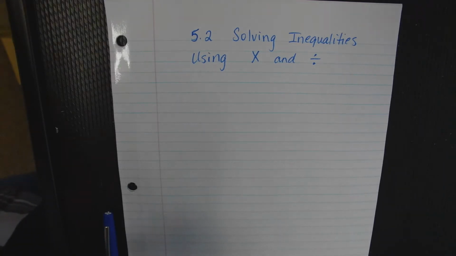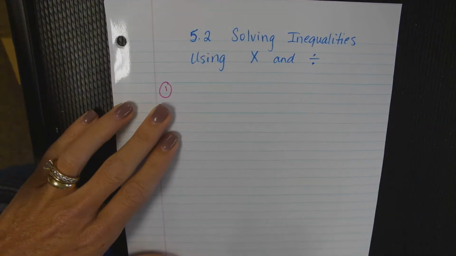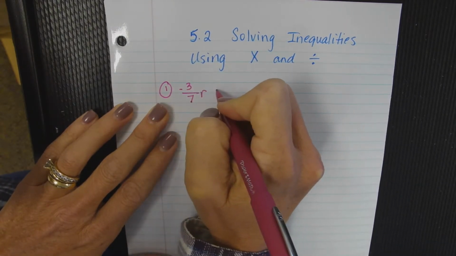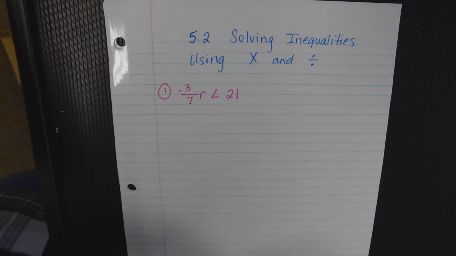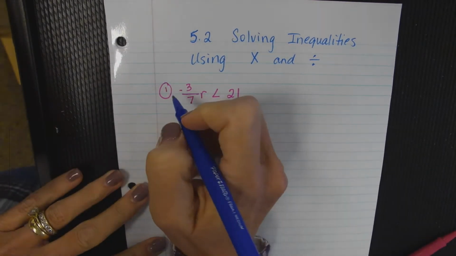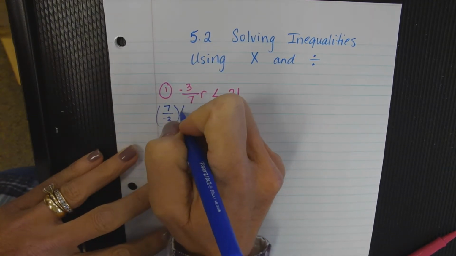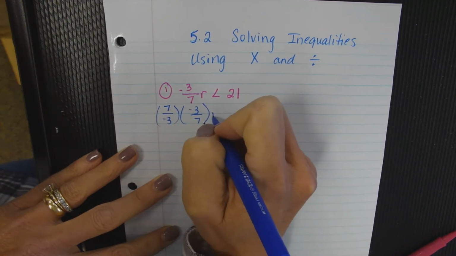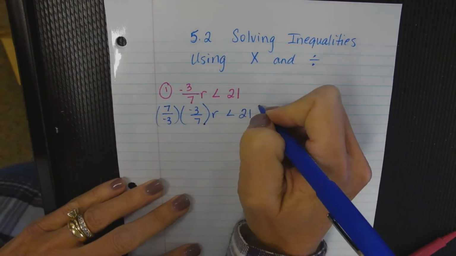All right, we will start by doing an example. Number one, -3/7 r is less than 21. The first thing you want to do is multiply each side by the reciprocal. So I'm going to rewrite this: 7/-3 times -3/7 r is less than 21. Remember, what you do on one side, you do on the other.